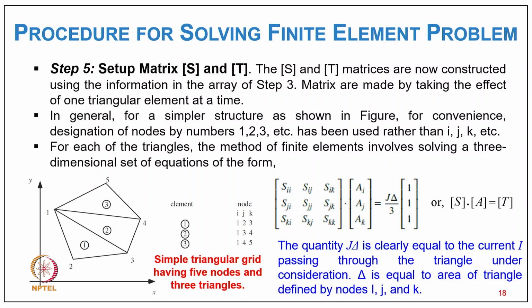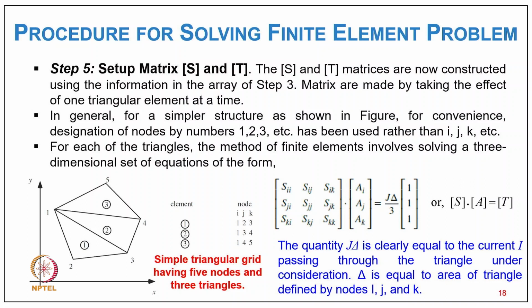Now, coming to step 5, the setting up of matrices S and T. So, the S and T matrices are now constructed using the information in the array of step 3, and the matrices are made taking the effect of one triangular element at a time. So, in general, for a simpler structure as shown in the figure, for convenience, the designation of node numbers 1 to 3 etc. has been used rather than i, j, k etc. for each of the triangles.